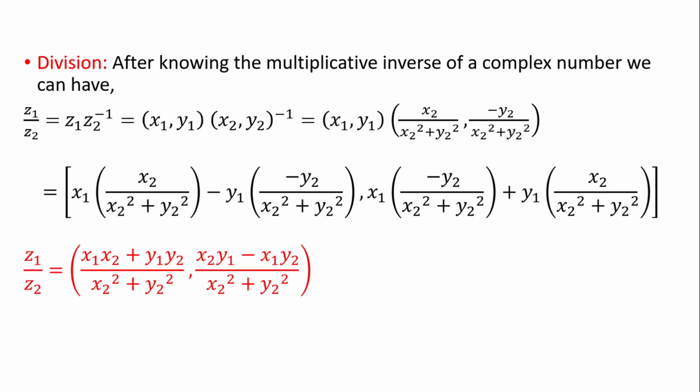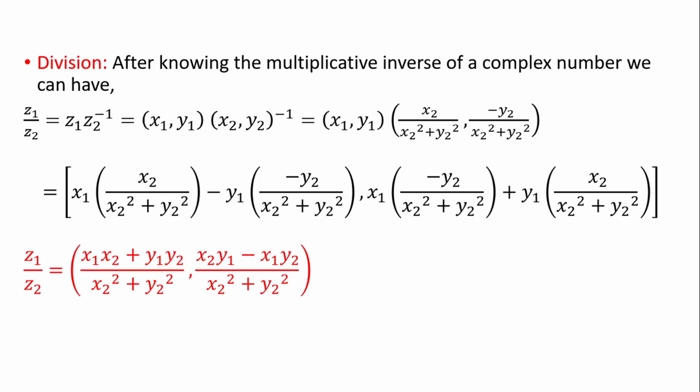Now let us see the conjugate of a complex number. This is an important property of a complex number. The conjugate of a complex number is simply obtained by changing the sign of i in the complex number. That means, if we have a complex number z equal to x plus iy, then its conjugate is simply x minus iy. That means the plus sign, plus i, is changed to minus i.